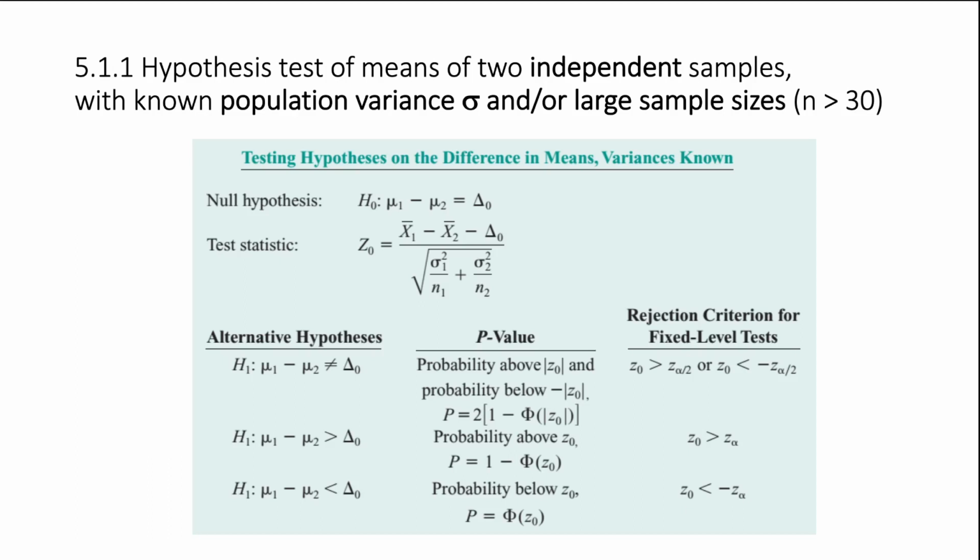For the alternative hypothesis, depending on the case, we can choose between three options. The first one, mu1 minus mu2 is not equal to delta 0. The second, mu1 minus mu2 is more than delta 0. And the third is mu1 minus mu2 is less than delta 0. The rejection criteria for the fixed level test will follow the alternative hypothesis that was chosen before.